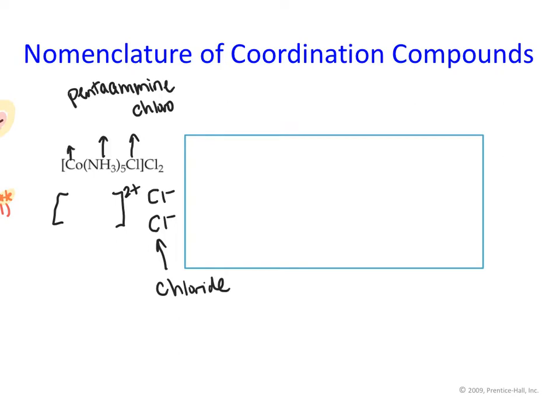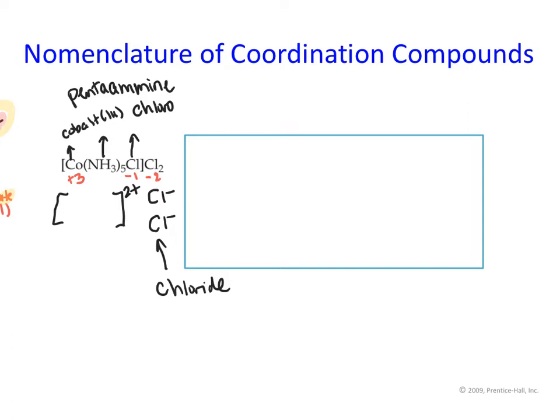Now I need the oxidation state of my cobalt. Well, I know that each of my chloride counter ions is -1, so that's -2, and -1 for the chloro ligand, which means cobalt is +3 for the oxidation state. So the name of the metal is cobalt 3. We name the cation before the anion.